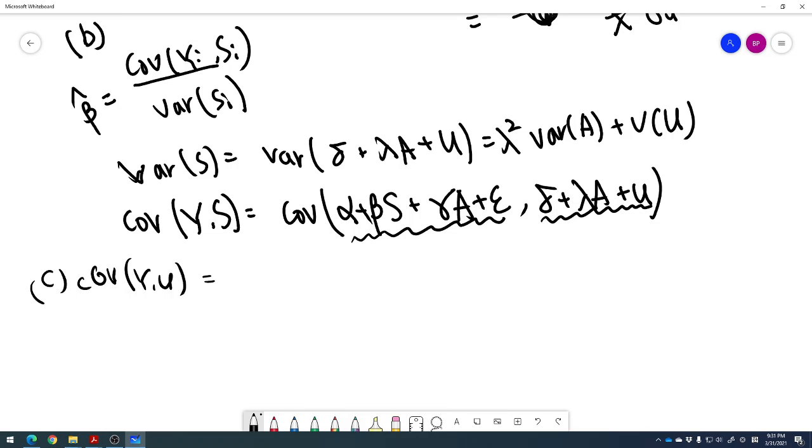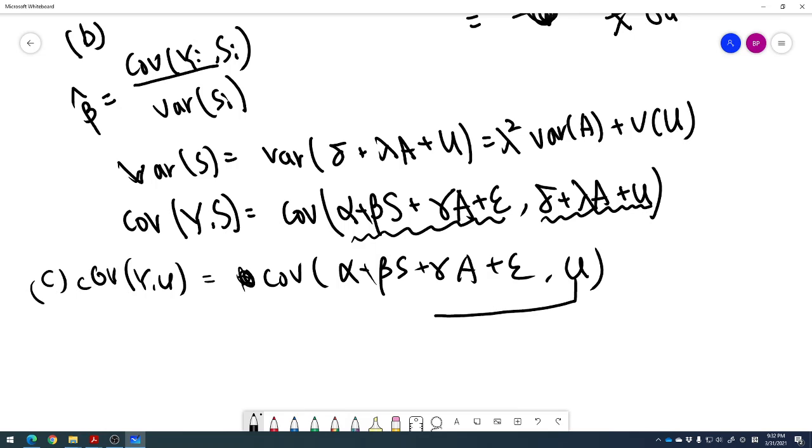Then in the end it will have covariance of beta, alpha, beta S plus gamma A plus epsilon, comma U, and U is correlated only with S. So using that, you can find the answer easily. There is nothing special. And E, oh, this is D. This was D.